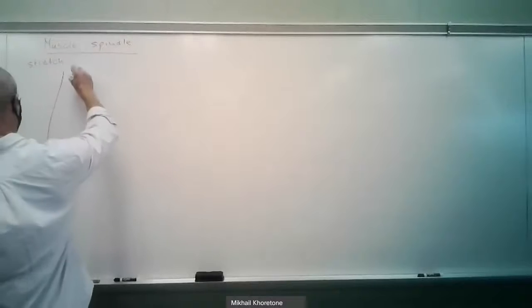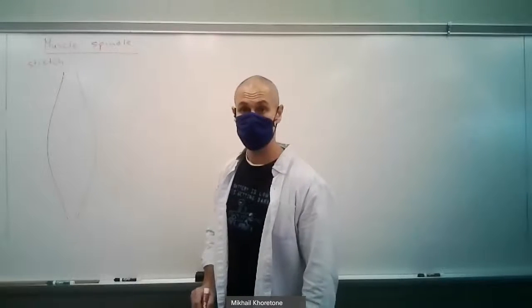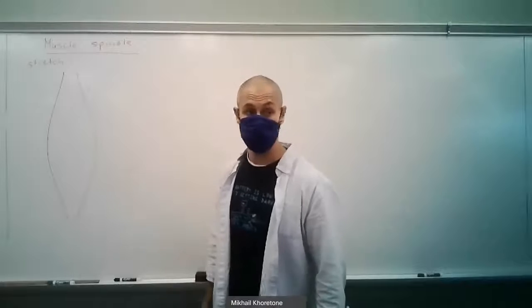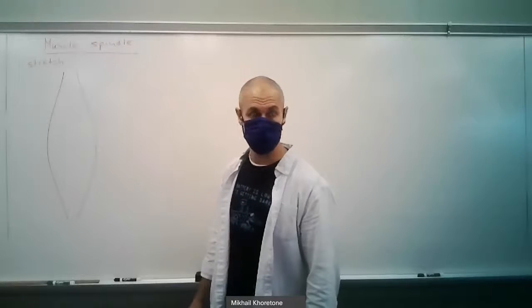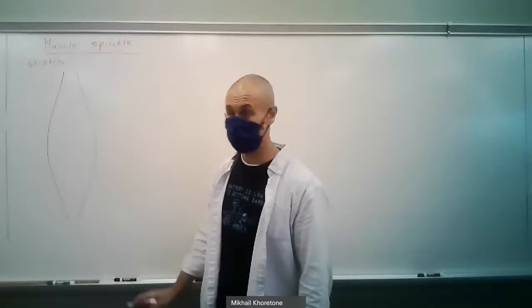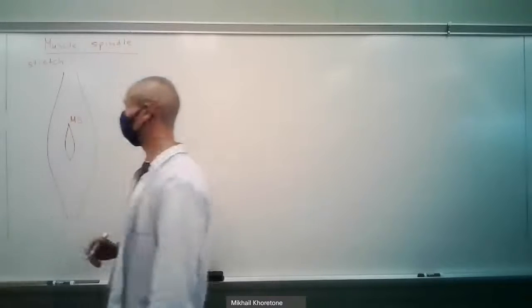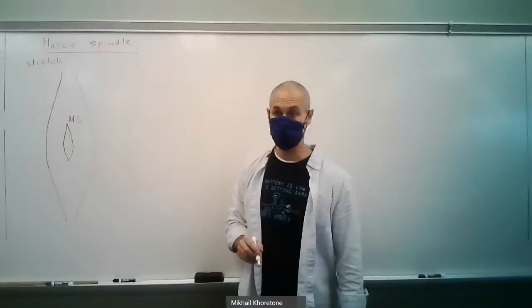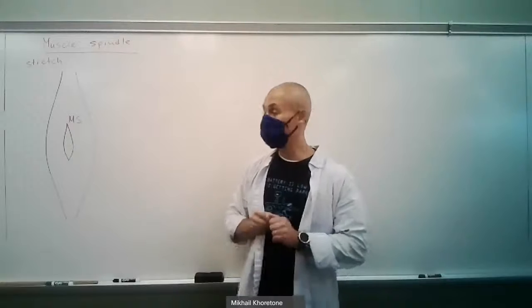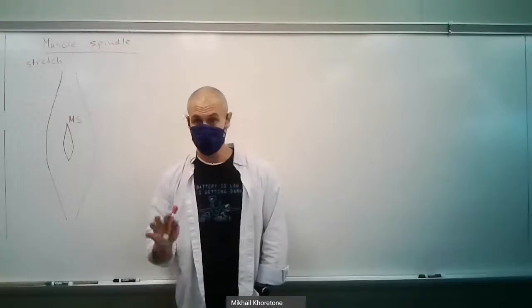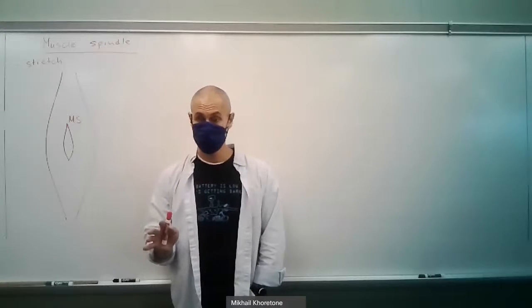So imagine this is a muscle, okay, that does whatever, flexion of a joint, okay? You following me? It's just a muscle. Inside of that muscle is the spindle. Okay, you see that? That's the muscle spindle. Now, the muscle spindle is really small. Are you following me? It's really, really small.